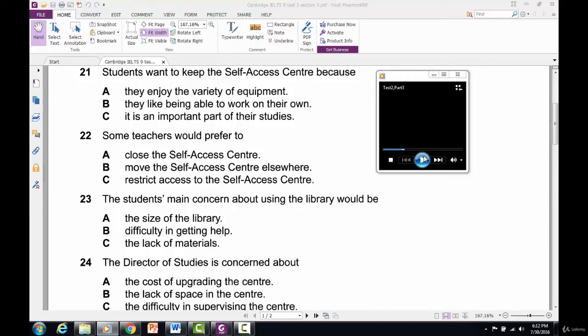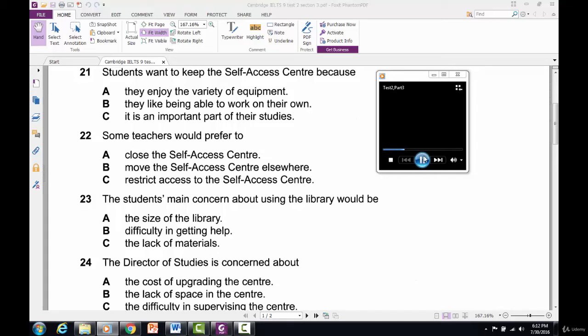All right, correct answer for 21 is C. He said they see it as a major component of their course. Look at the synonym match. Major component, synonym for important part. Course, synonym for the word studies. I've told you, the correct answer will use synonym language. Correct answer for 21 is C.